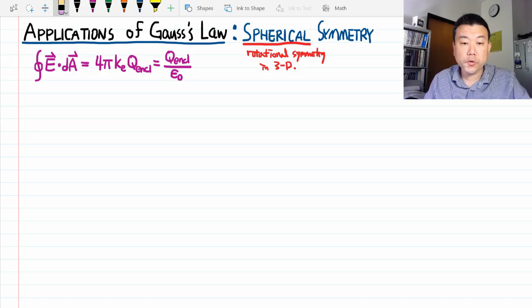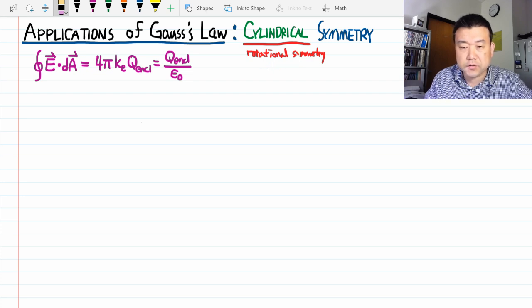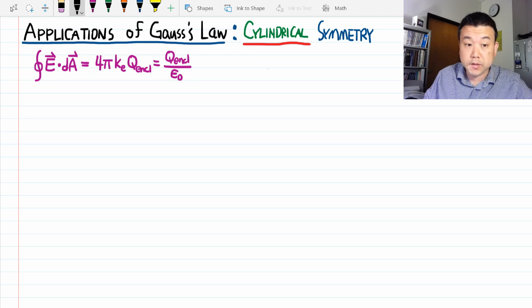Hi, so we are continuing with applications of Gauss's law, and in this video, instead of the spherical symmetry, we'll look at cylindrically symmetric cases. Cylindrical symmetry is a bit difficult to describe as just rotational symmetry in 3D. So let me draw the figure and highlight some of the symmetries that we can observe.